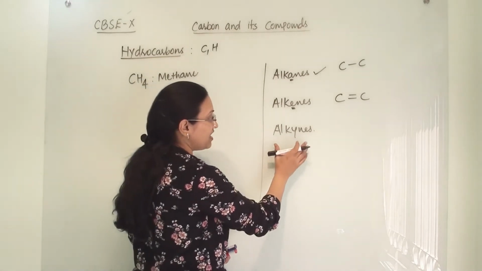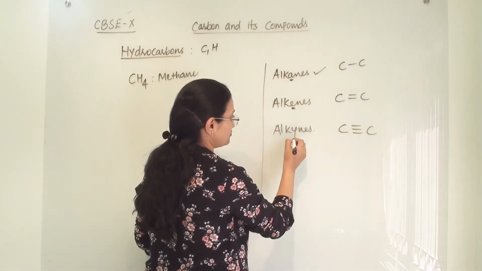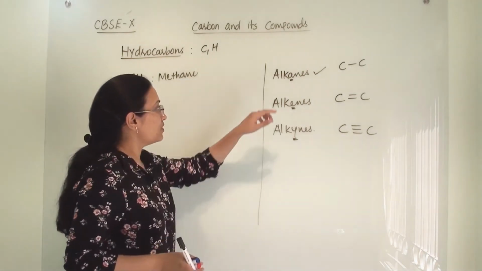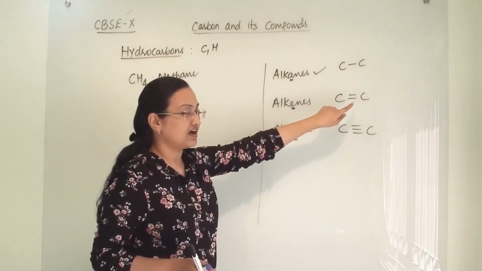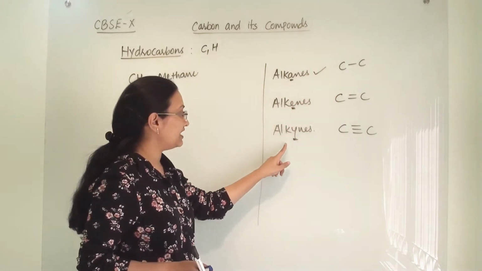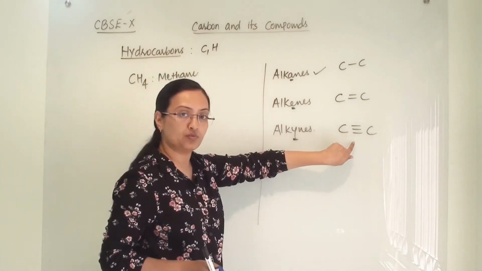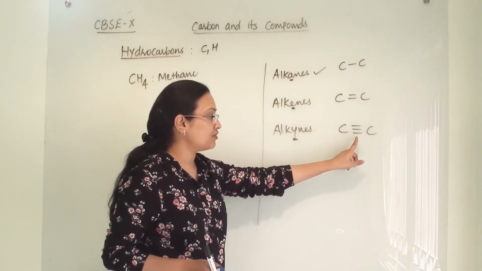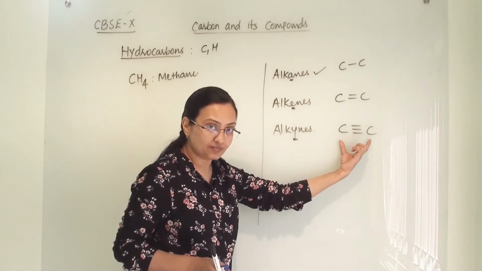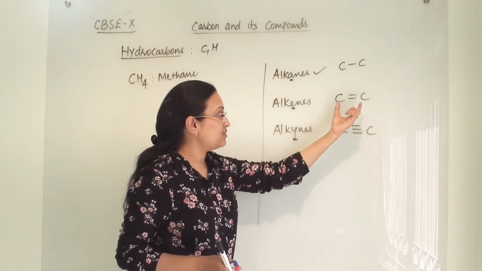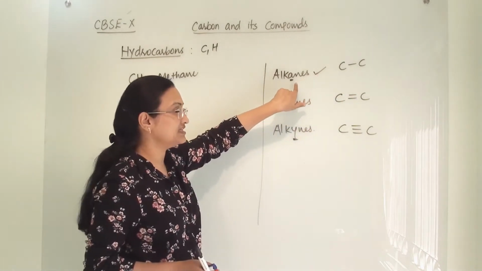And the last ones are alkynes. They are triple bonded carbon molecules. In this, the Y is there. So alkanes are single bonded molecules, alkenes are double bonded molecules, and alkynes are triple bonded molecules. Here the carbon-carbon triple bond is important. Carbon cannot form a triple bond with any other element. A carbon-carbon triple bond is alkyne, a carbon-carbon double bond is alkene, and a carbon-carbon single bond is alkane.